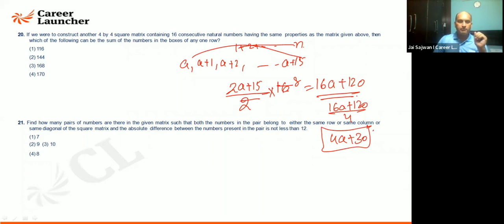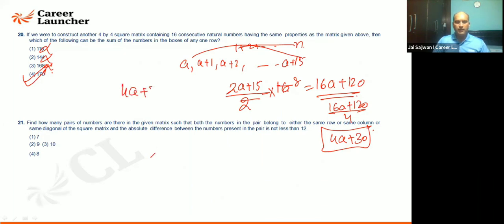So which of the following can be the sum? I know this is not ending with 0, not ending with 0, not ending with 0. This is the only possible combination that we can have. Is that fine, clear here? I believe it is clear. Let's move to the next one.